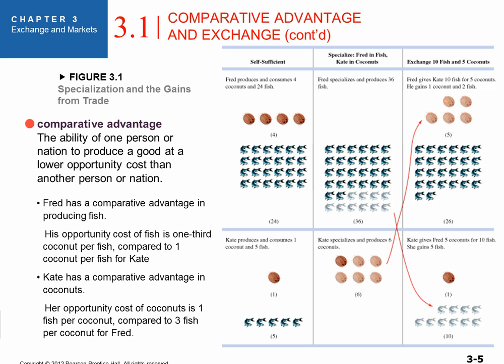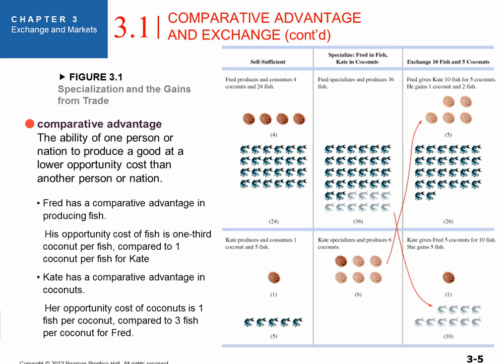Okay, now continue with this Fred-Kate example. We're going to look at the idea of why they would want to trade and how they could both be better off. So the first thing we need to understand is what comparative advantage means. A comparative advantage is the ability of one person or nation to produce a good at a lower opportunity cost than another person or nation.